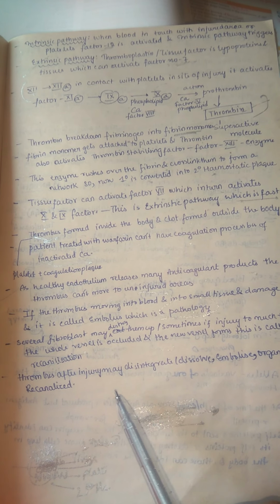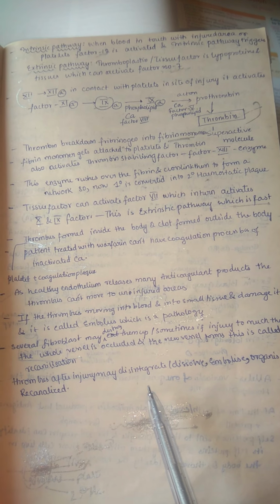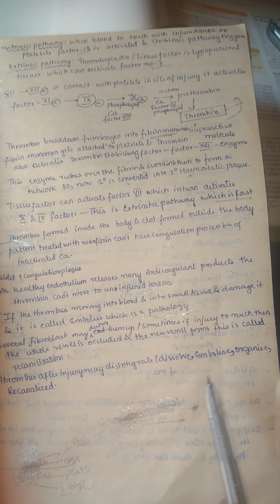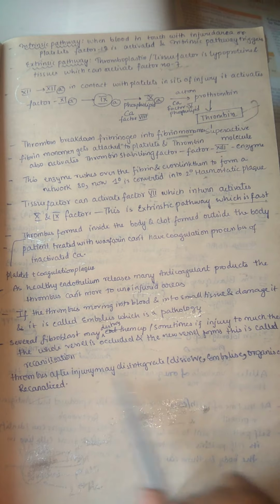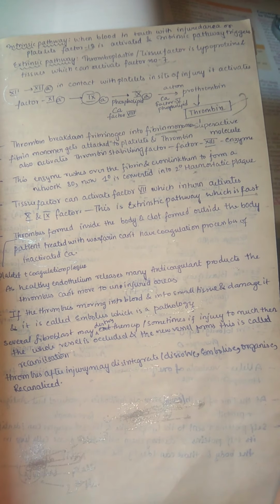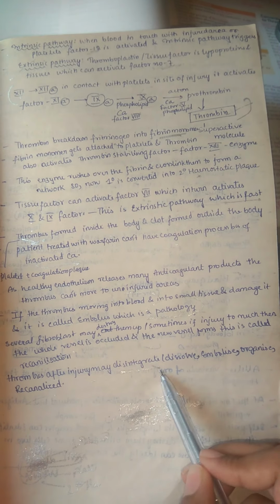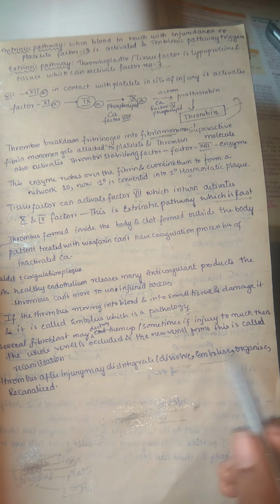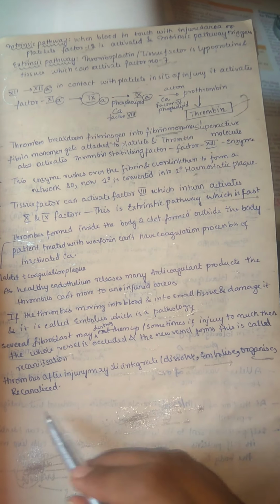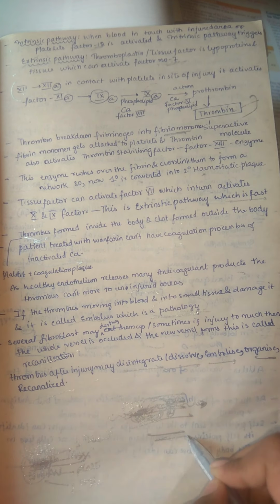So a thrombus after injury may disintegrate or dissolve, embolize, organize, canalize, anything can happen. It may disintegrate, that is, break down; dissolve completely; or embolize, by traveling to other parts; and organize and also recanalize. So all this is a somewhat detailed discussion of our coagulation.